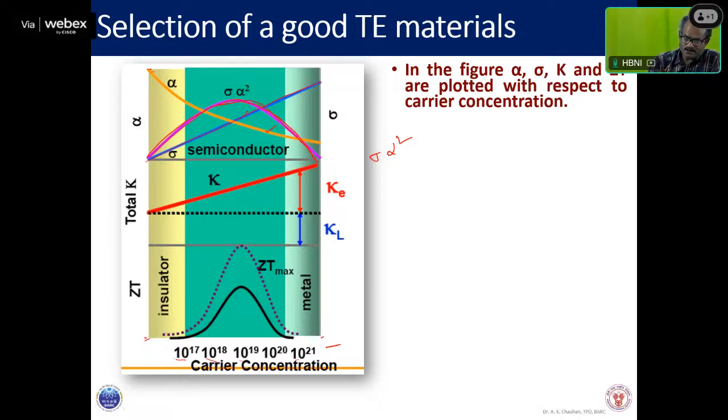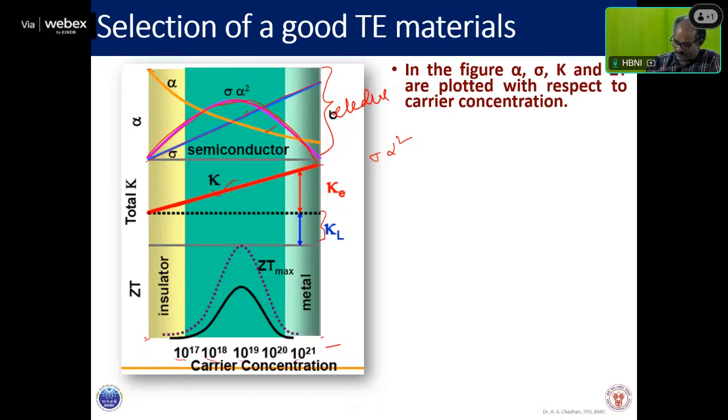Now, if you try to see the thermal conductivity part, this was the electrical conductivity. The lattice thermal conductivity is constant, and the electronic part of the thermal conductivity, we know, is also directly proportional to the carrier concentration. So as carrier concentration increases, it will also move linearly. So now the total thermal conductivity will be this plus this. So the plot will be like this one, the red one.